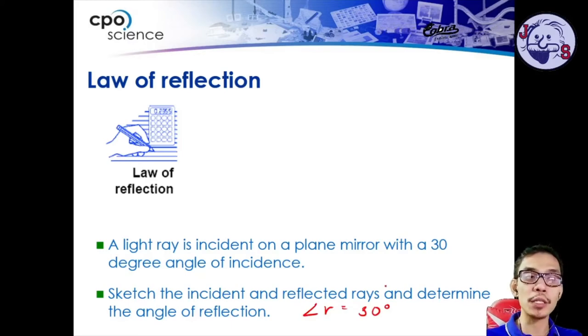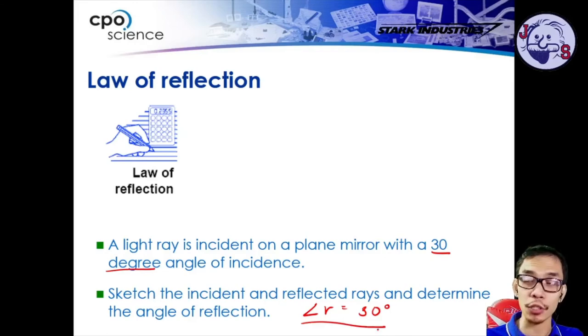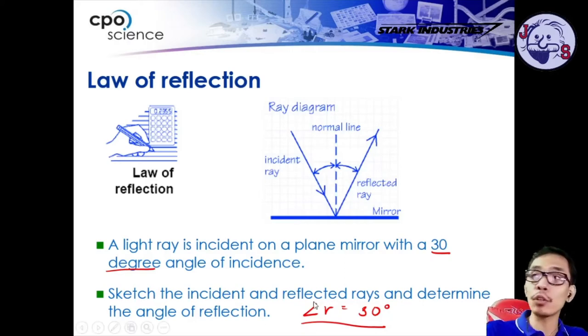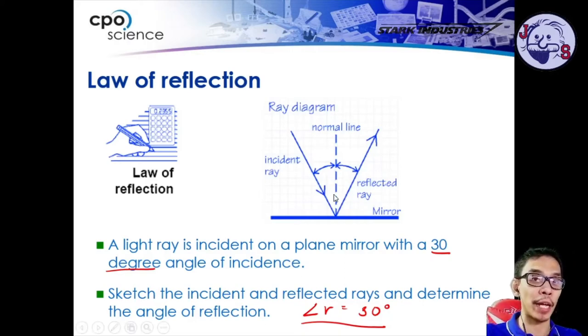Why? It's because the angle of incidence is 30 degrees, so it means that the angle of reflection is also 30 degrees. That is the law of reflection. Don't forget to include the normal line as your base reference. The normal line is very, very important right here. So that is the law of reflection.